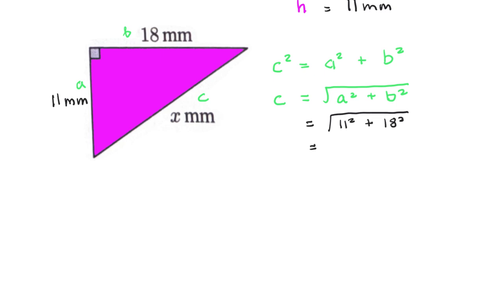Now we use a calculator. And this gives us not such a nice number because it'll be a decimal number, 21.1. And remember to put that in millimeters. And you'll find this problem in Year 10 Mathematics.